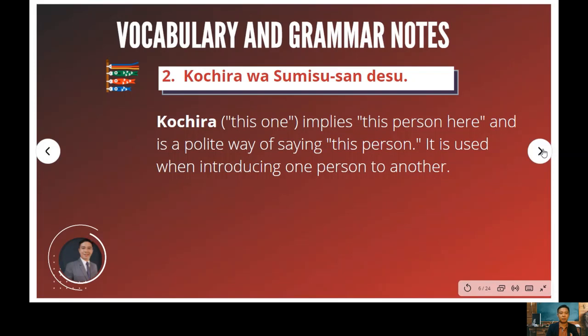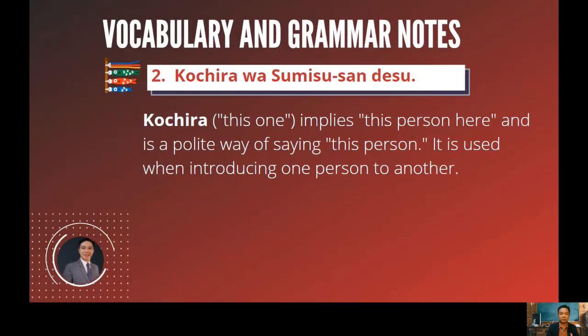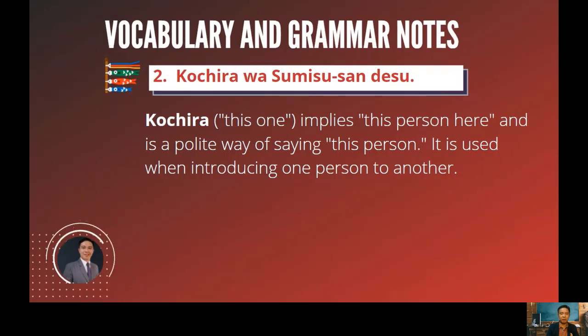Kuchira wa Sumisu-san desu. Kuchira, this one, implies this person here, and is a polite way of saying this person. It is used when introducing one person to another.